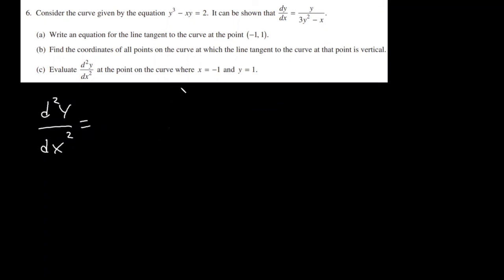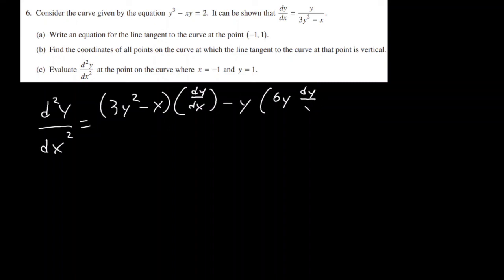We want to take the second derivative, and to take the derivative of this, we're going to use the quotient rule because we're dividing. So the quotient rule is going to be the bottom one times the derivative of the top one. The derivative of y with respect to x is dy dx. Minus the top one times the derivative of the bottom one. The derivative of this is going to be 6y dy dx.